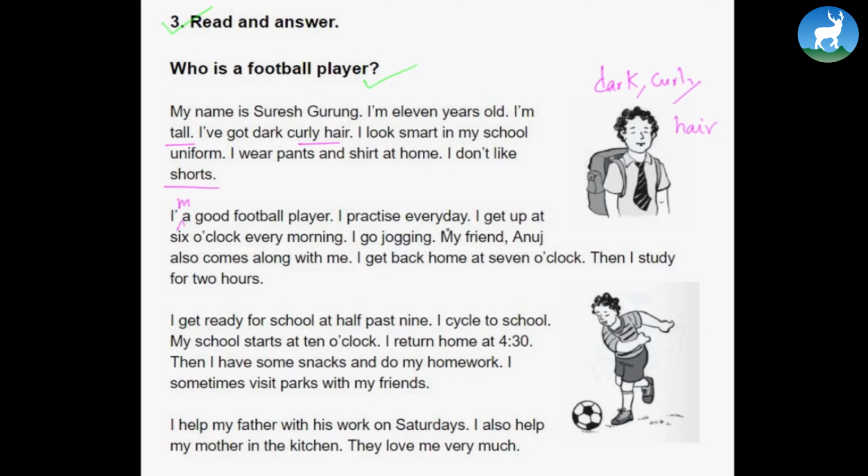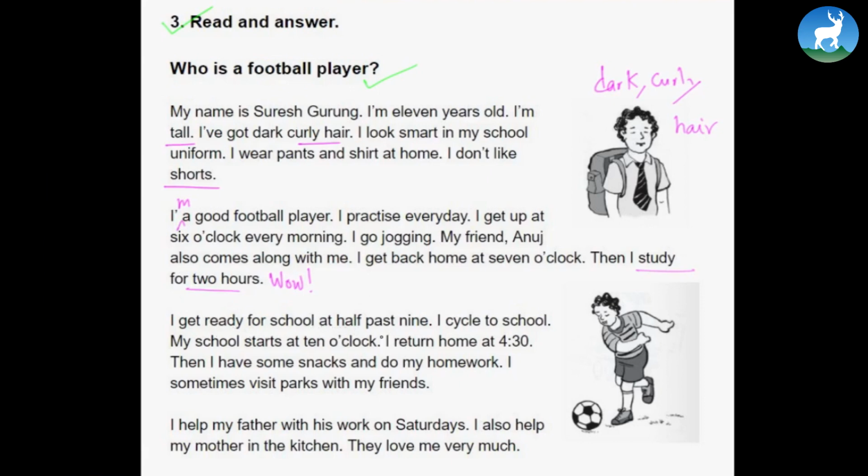I practice every day. I get up at 6 o'clock every morning. I go jogging. My friend Anuj also comes along with me. I get back home at 7 o'clock. Then I study for 2 hours. Wow. So I really like his routine because he studies for 2 hours. How many hours do you study, by the way?